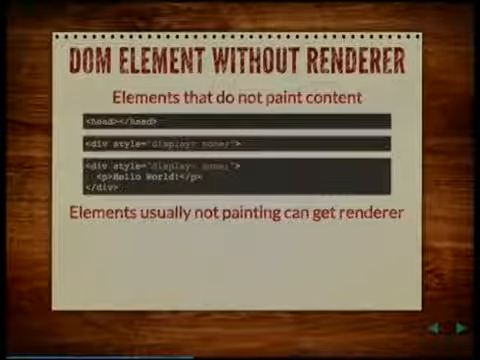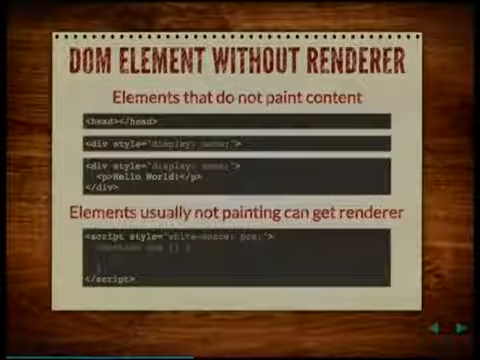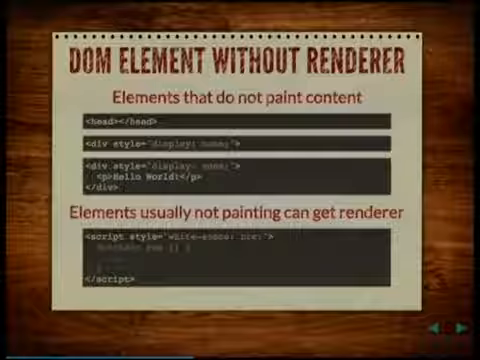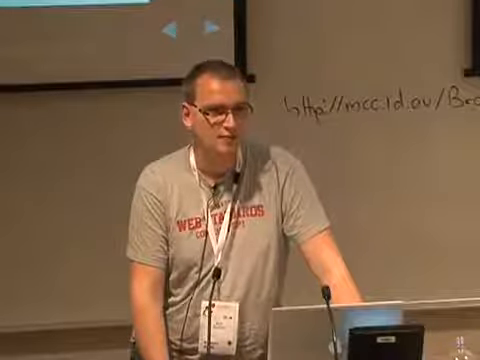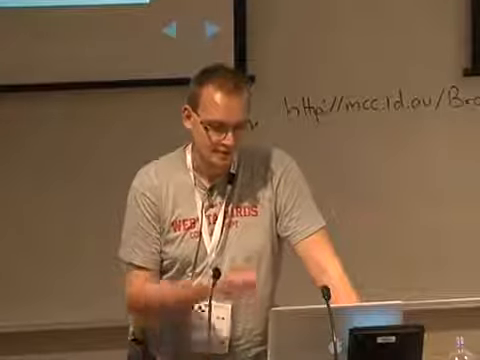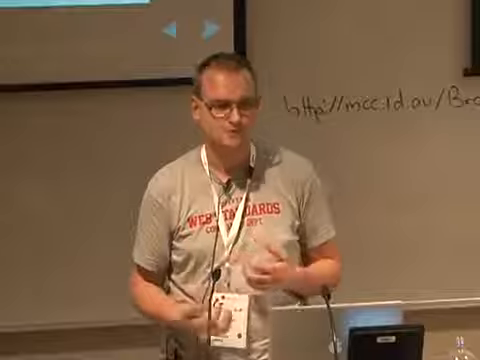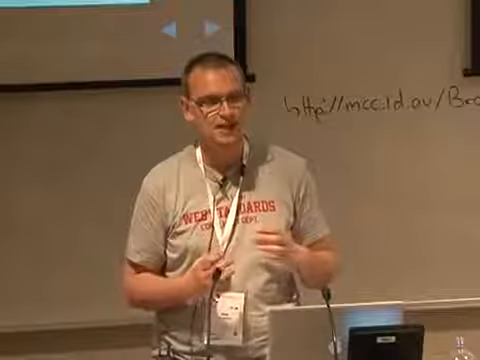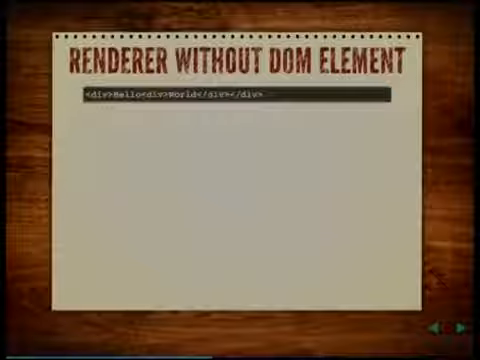So, elements usually not painting can get rendered. Here's one element: the script element usually does not get rendered. So why would you need to render a script element? But it is stylable, and with certain styles, you can actually make it render. With this example, you make the script element behave like a pre element, and it actually gets displayed in the web page itself. So that's how some elements can certainly get a render object even if they don't usually get one.